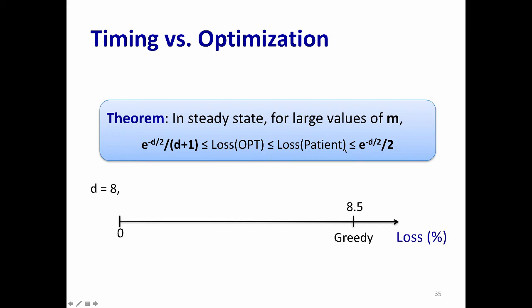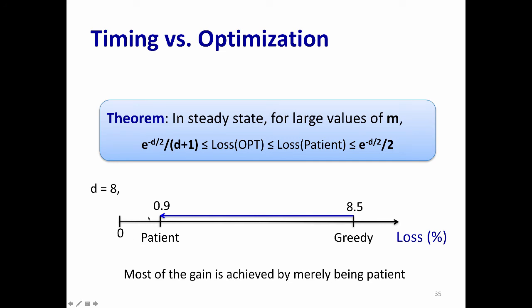In fact, if d is 8, which is again a reasonable number for the kidney market, then the loss of the greedy algorithm is going to be roughly 8.5%. The fraction of agents who perish under the patient algorithm would be 0.9%. And then the loss of the optimum algorithm would be somewhere between 0.9% and 0, and this just tells me that most of the gain is achieved by merely being patient.